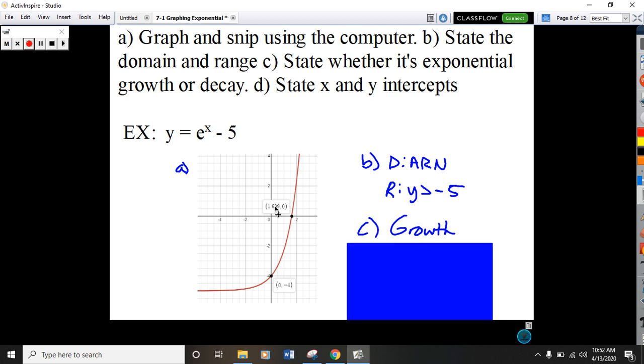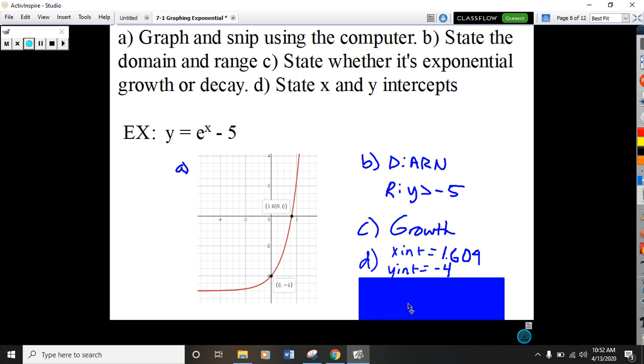And then your x-intercept right here is highlighted, 1.609, and then your y-intercept is down here at -4. So again, this is all very similar to what we did before. The biggest difference is that base is a little different. It's now an e instead of just a regular number, because e itself is a number, so it behaves the same way as any other exponential base.